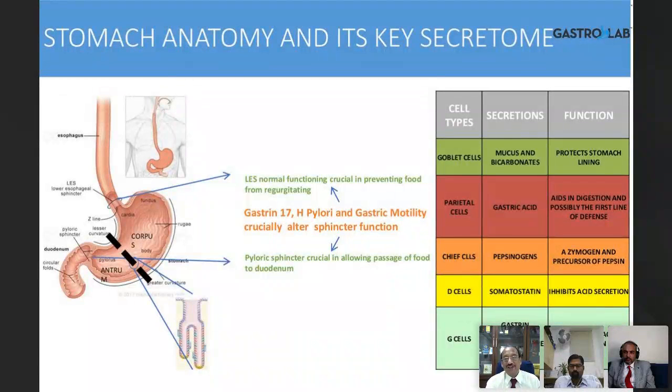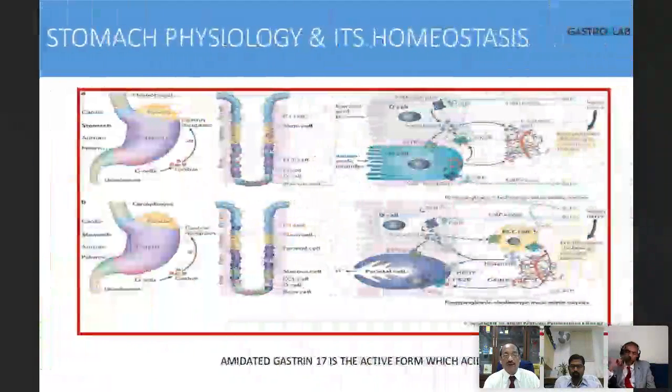So parietal cells produce gastric acid. The chief cells produce pepsinogen. The D cells produce somatostatin. The G cells produce gastrin. These are all the important hormones that we are looking at today. And our previous speaker, Dr. Ajit, spoke about various other hormones which are involved in hunger and satiety and motility. I'm not looking at all that.